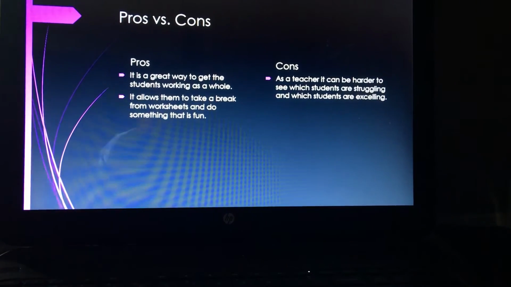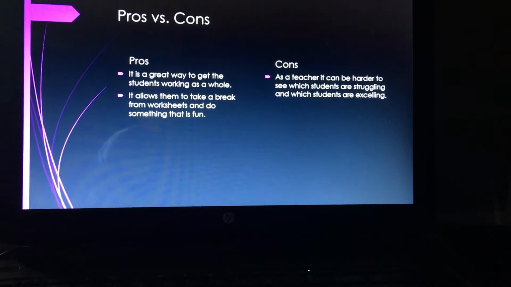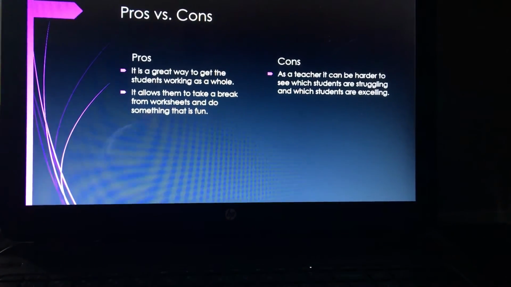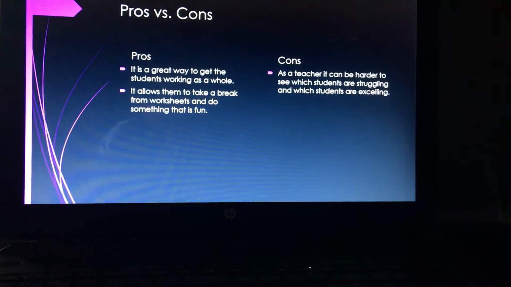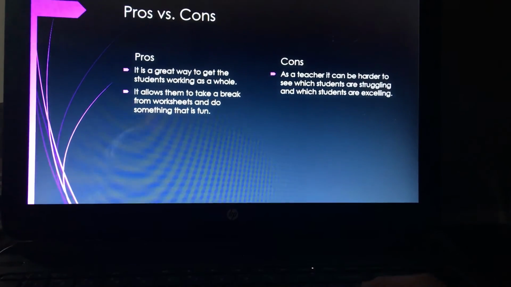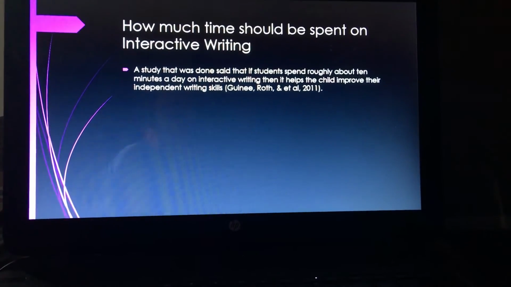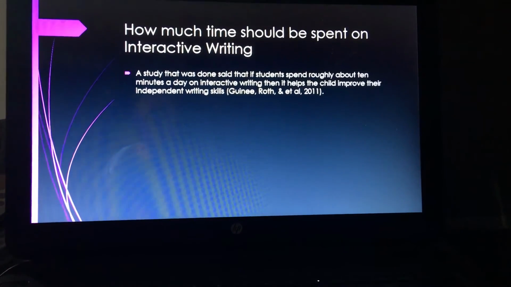So this is where we really need to try to include every child and make sure that every child gets a chance to do something, so that as a teacher we can make sure that every student is understanding what's being gone over. So how much time should be spent on interactive writing?